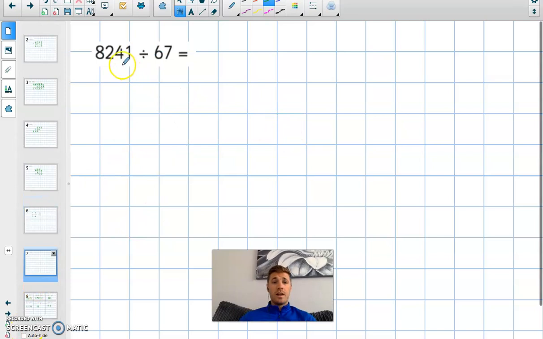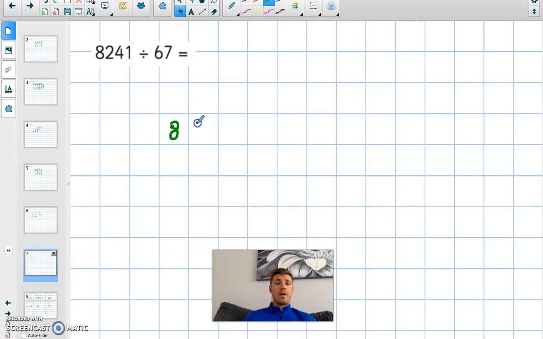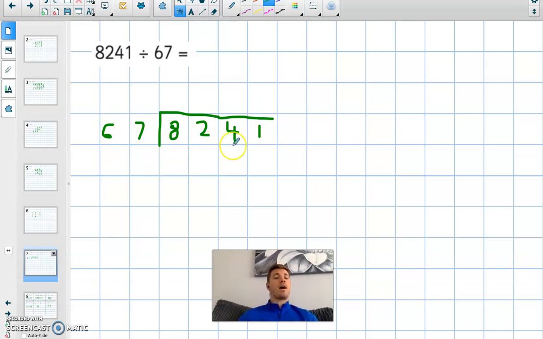Okay, so finally, moving on to this final question, 8,241 divided by 67. So I've got to see how many 67s are in 8,241. So currently, I look to see how many 67s are in 8. Well, there are 0 67s in 8. How many 67s are in 82? Well, I know that I can definitely fit one 67 into 82.